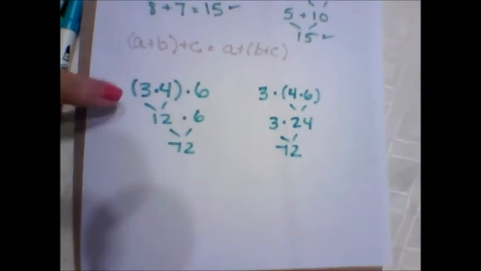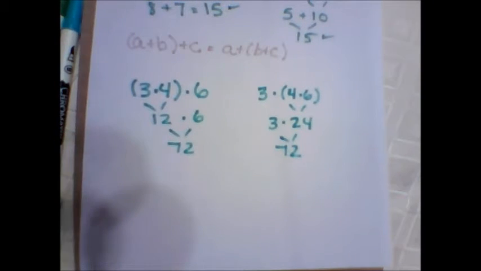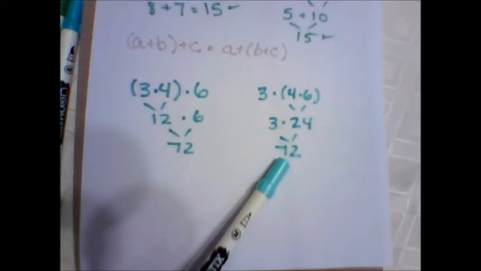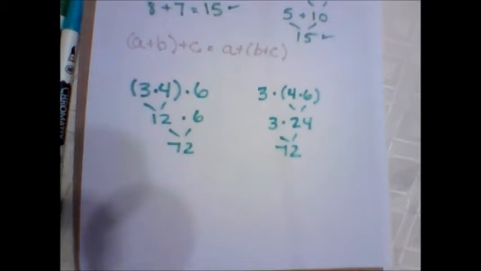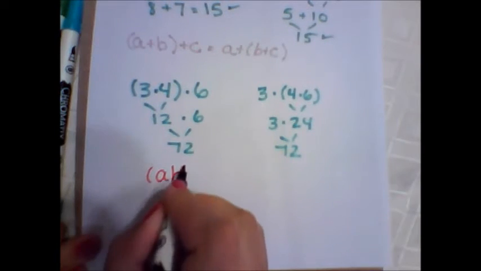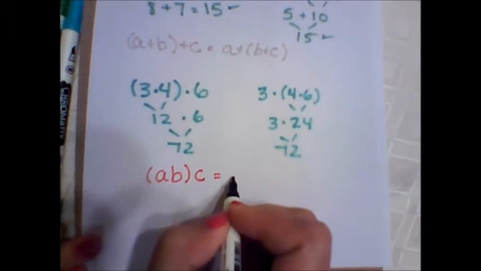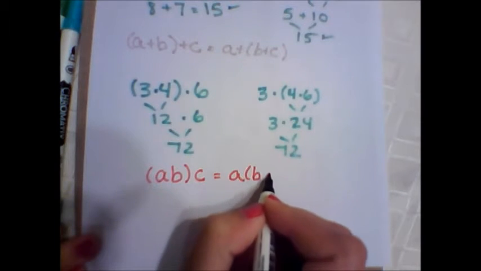And you can always do scratch work on the sides of the paper if you don't know these facts off the top of your head. Don't ever be afraid to do scratch work on the side. So now that we've got the same products being 72, let's write this in an algebraic way. I'll use A, B, and C again. The quantity AB times C is the same as A times the quantity BC.